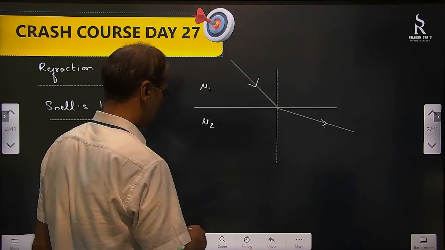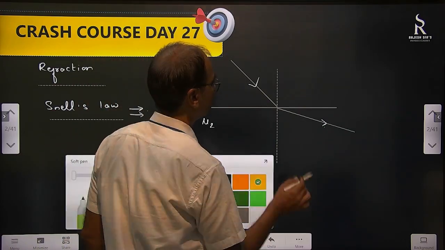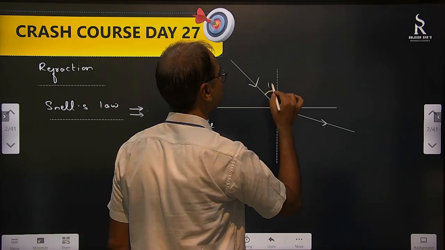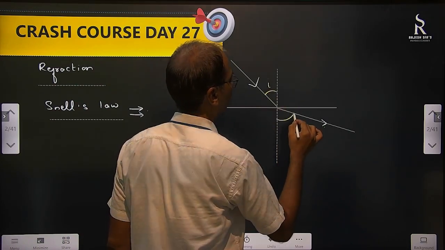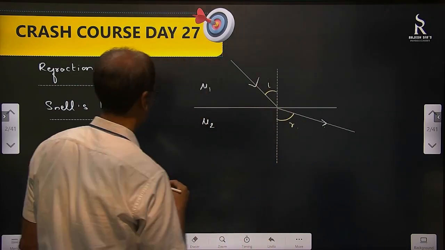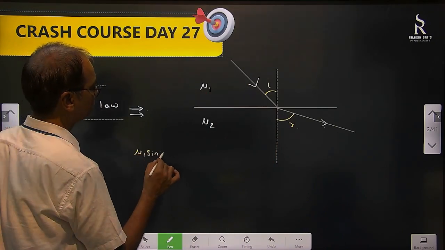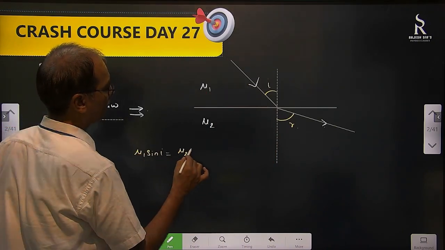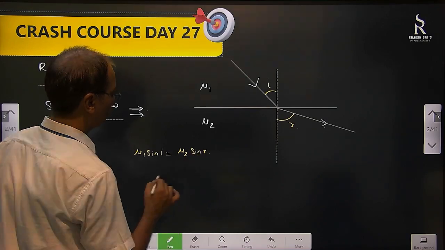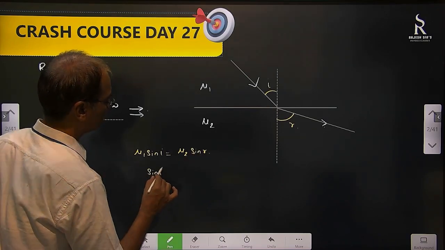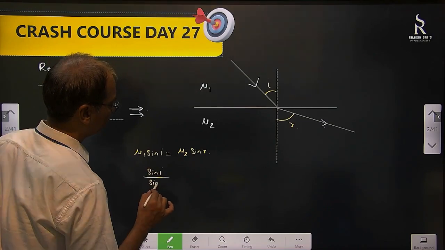And the value of this, he said that if this is the angle of incidence and this is the angle of refraction, then we can write mu1 sin i equal to mu2 sin r, or you can say sin i by sin r equal to mu2 by mu1.